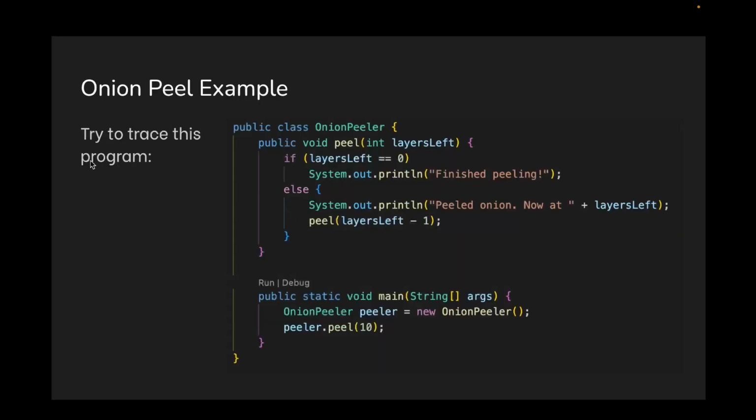Alright, so I coded the onion peeling example. It might seem kind of weird, but this will help us actually understand how that works. So you can see I have the base case here, right? That's when there's no more onion left. So layers left equals 0. Layers left is my main variable for my recursive peel function. So I print finished peeling, and otherwise we'll print peeled onion. Now we're at a certain amount of layers left, and then we call the peel method again, except this time we decrement the number of layers left by 1.